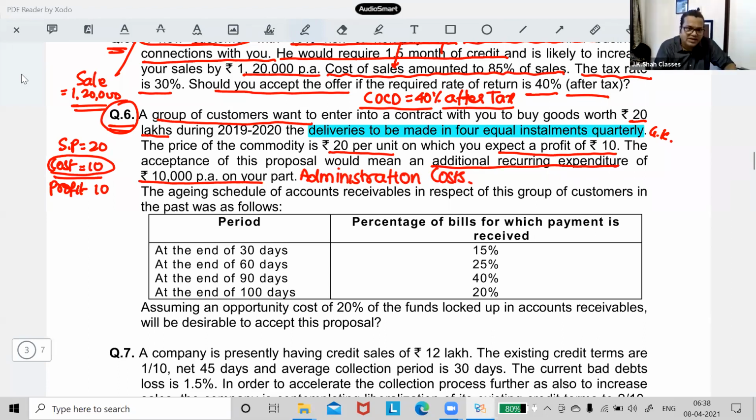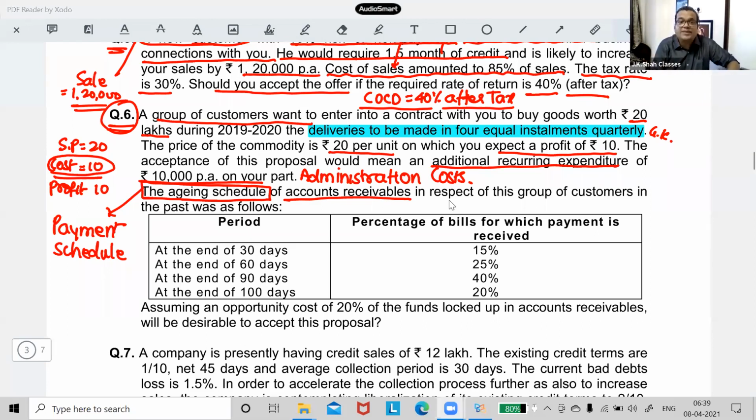Okay, the aging schedule, guys. Please mark and write beside it: payment schedule. Aging schedule means what? Payment schedule of accounts receivable. That is, the payment schedule of accounts receivable in respect of this group of customers in the past was as follows. And see what I was discussing with you. Can we offer different credit periods to different groups of customers in the same plan? Okay, and that is what is happening over here.